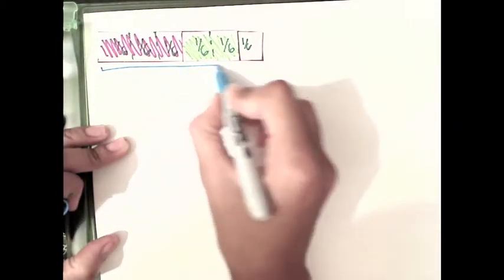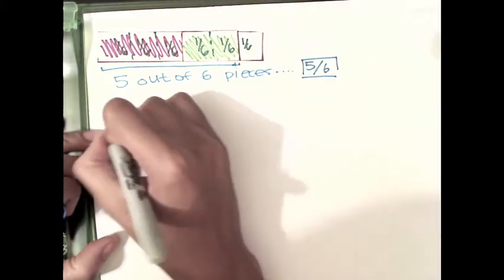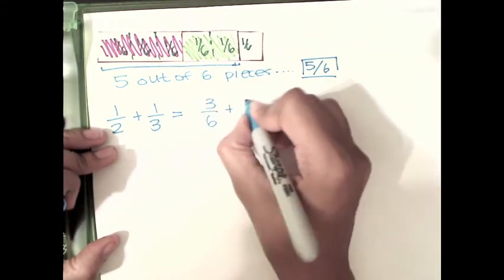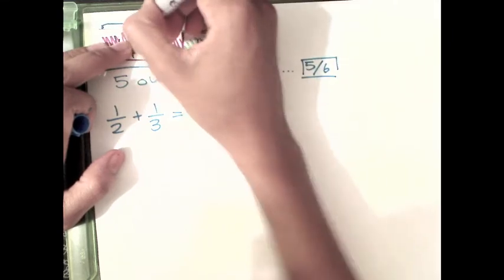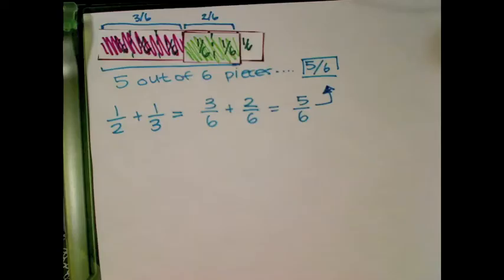Now I can add the fractions because I have the same number of slices in each part. So now I have 3/6 plus 2/6, giving me 5/6 in total. 3 out of 6 pieces was 1/2, 2 out of 6 was 1/3, and now I have 5 of those 6 slices.